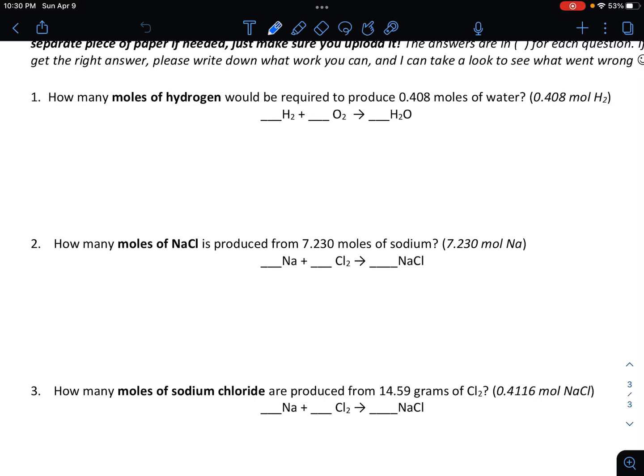I'm just going to walk through these 5 problems quickly. That way, if you're struggling, you can kind of follow along and hopefully it will help you complete it. So the first thing we have to do is balance the equation.